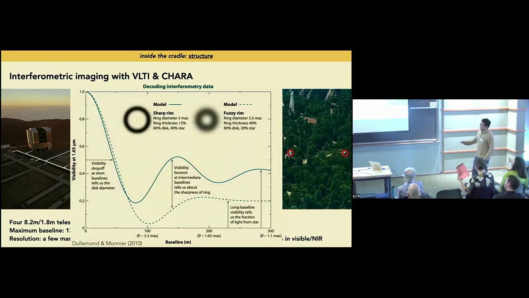So that's what's called visibility, which you see on the y-axis. And if you plot that as a function of baseline, that's the distance between telescope pairs, right? And you can learn a whole lot about what the emitting disk or ring or star, whatever you see, is like, okay? So the visibility, how it drops and how it bounces back and how much flux exists in the long baseline, that all tells you about the size of the rim, the sharpness of the rim, and how much flux is coming from the unresolved star versus the disk, okay?